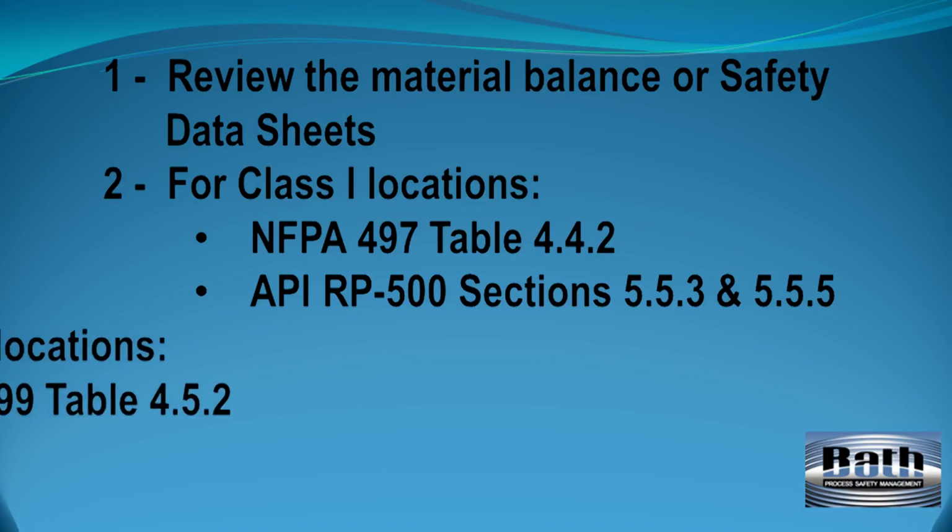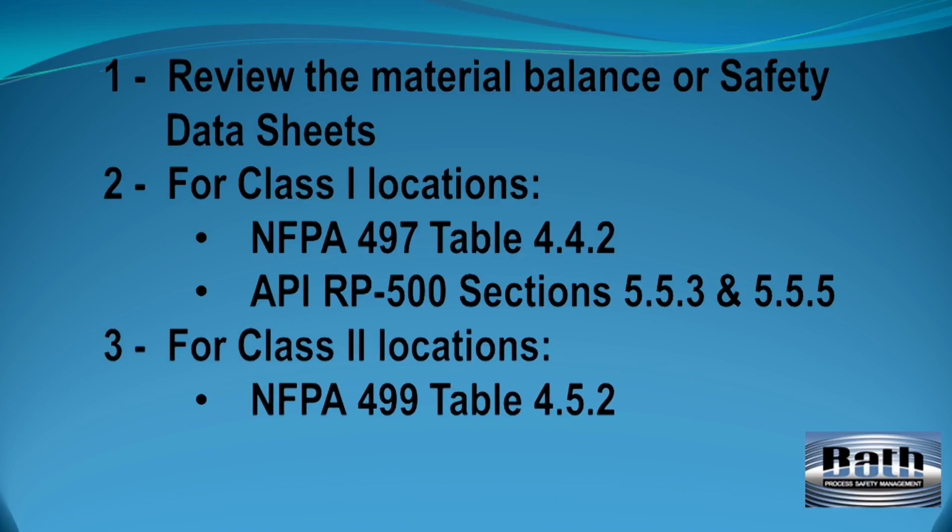3. For Class 2 locations, refer to NFPA 499, the 2008 edition, titled Recommended Practice for the Classification of Combustible Dust and of Hazardous Classified Locations for Electrical Installation in Chemical Process Areas. Table 4.5.2 gives the material group in the column titled NEC Group for some selected combustible materials.